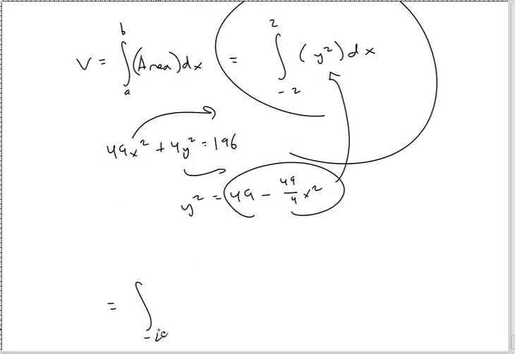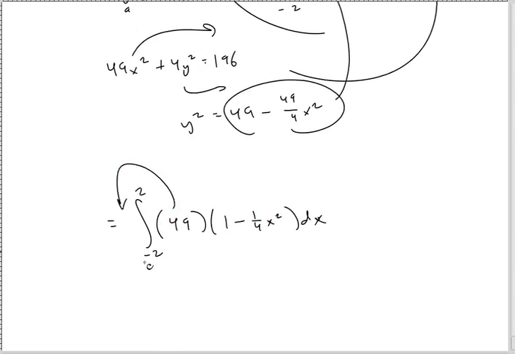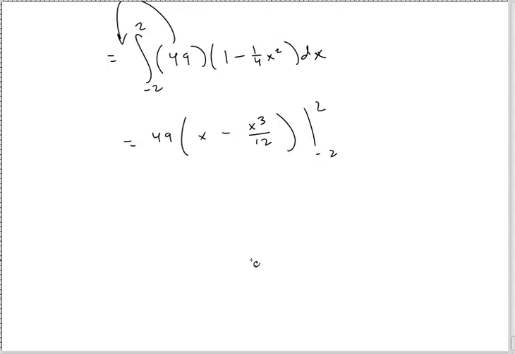Integral from negative 2 to 2 of 49 times 1 minus 1/4 x squared. Notice that I took the 49 and moved it out to the front. And now I'm going to integrate. And so you get an x, and then here you get x cubed, now over 12, from negative 2 to 2. And we're on the home stretch here, actually. When you start plugging things in, you get 392 over 3, and that's your final answer.